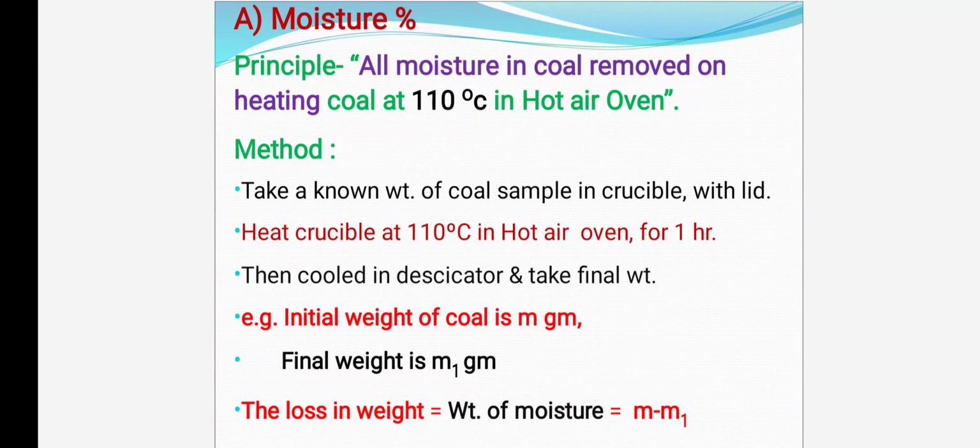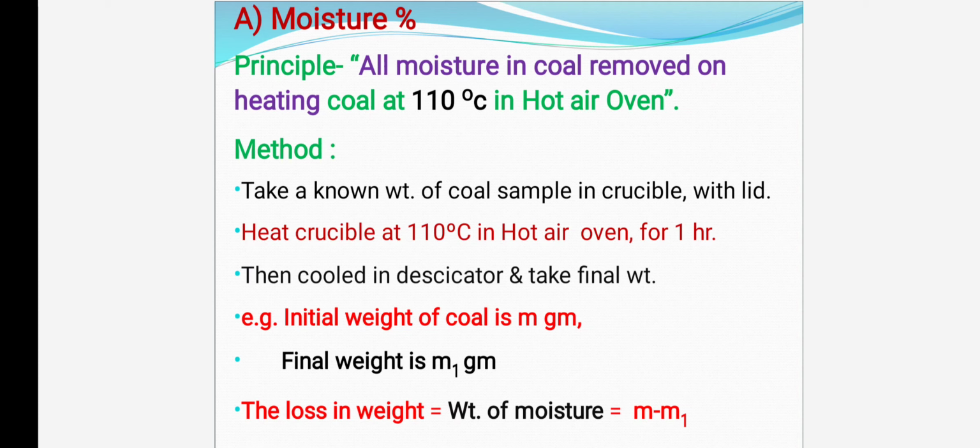Now what is the role of a desiccator? A desiccator provides a moisture free environment, meaning moisture is not there in the desiccator. How? For that purpose we use a chemical, that is anhydrous calcium chloride. Anhydrous calcium chloride absorbs moisture present in the crucible and creates a moisture free environment inside the desiccator. After cooling, take the final weight.